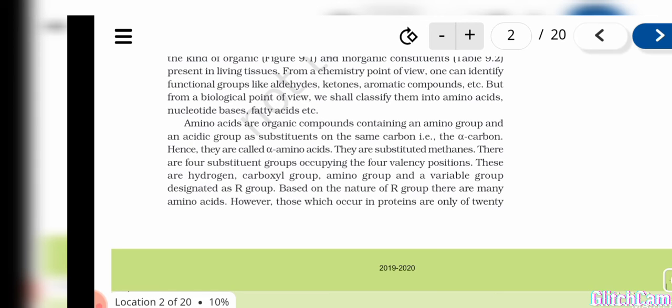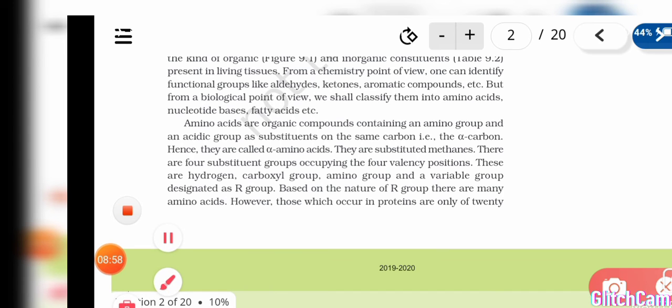Have you heard about amino acids? What is the specialty of amino acids? They are the building blocks of proteins, isn't it? All the proteins are made up of amino acids only. Understood? So you know different types of proteins. Have you heard about globin, albumin, keratin? Likewise, different types of proteins are there, and all these proteins are made up of amino acids.